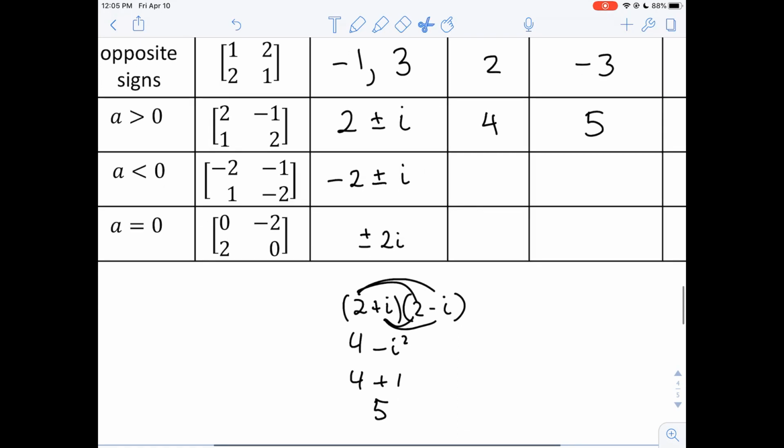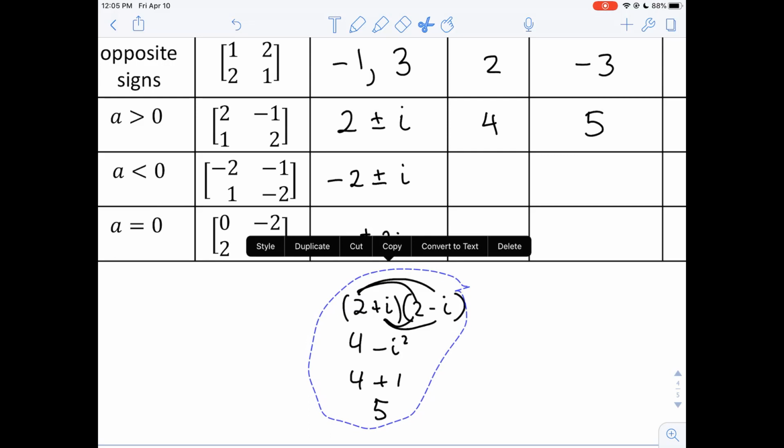Right now, you should just be marveling. This is fascinating. Trace and determinant and how they relate to the sum and product of the eigenvalues.